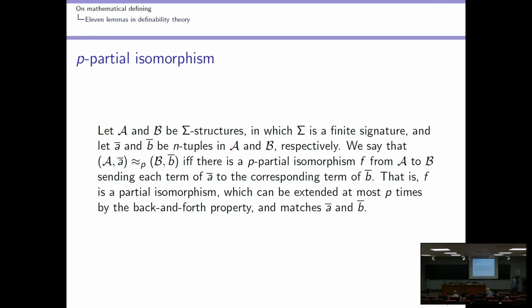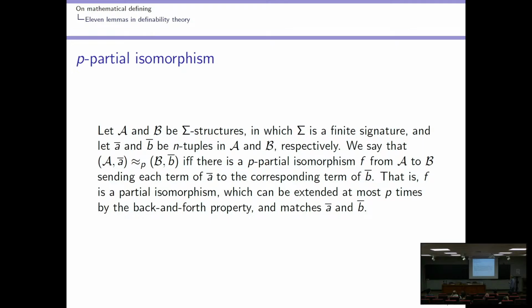So let A and B be sigma structures, in which sigma is a finite sigma. That is a finite set of predicate symbols, or a finite sequence of predicate symbols. And let A bar and B bar be n-tuples in A and B respectively. That is, finite sequences of individuals. We say that the pairs A bar and B bar are P partially isomorphic, or P equivalent, if there is a P partial isomorphism F from A to B, sending A bar to B bar.